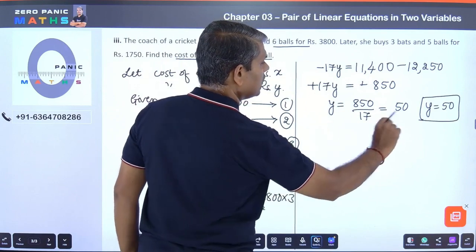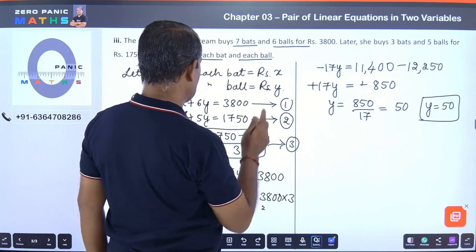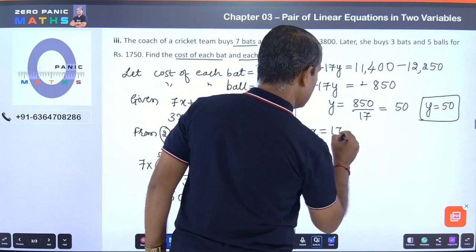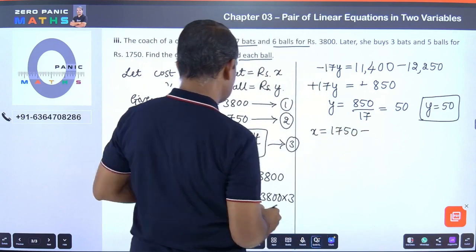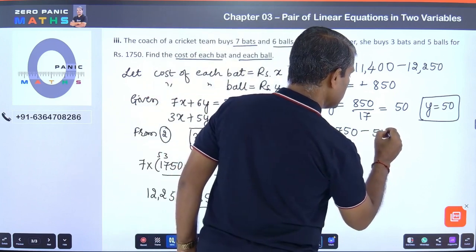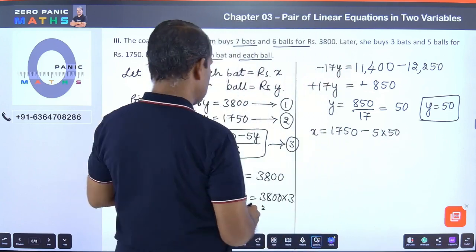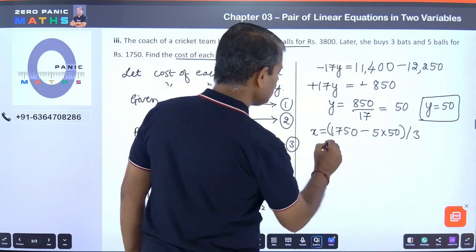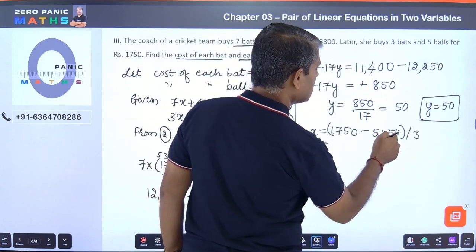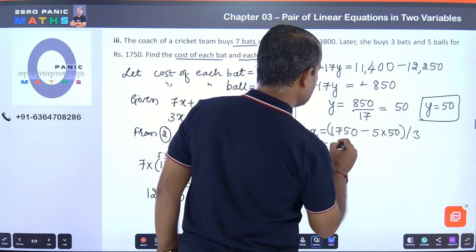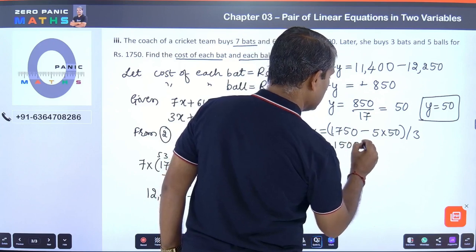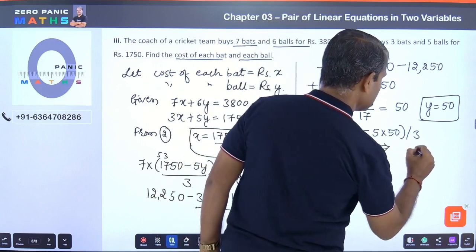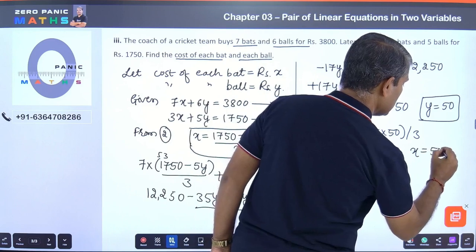Okay, write that. Substitute the value of y in equation 3. So x is equal to (1750 minus 5 into 50) divided by 3. Okay, so 5 into 50 is 250. From 1750 minus 250 means 1500, right? 1500 divided by 3 comes up to x is equal to 500.